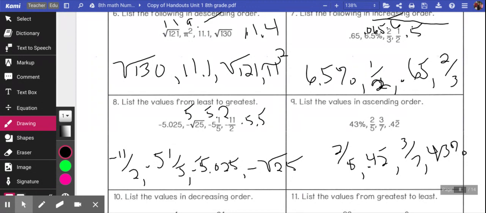Okay, next one, list in ascending order. So that is smallest to biggest. So we have, you could turn those into decimals or percents. So go ahead and pause it if you need to. The first one is 2/5. The last one is 43%. I turned them into decimals and compared them. So I put 43% as 0.43.